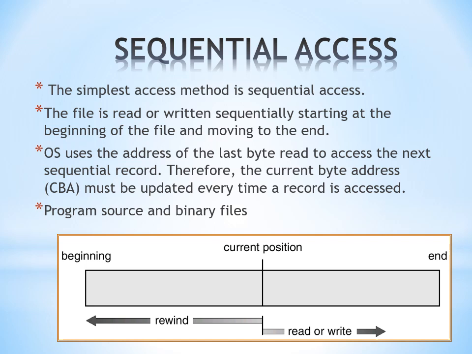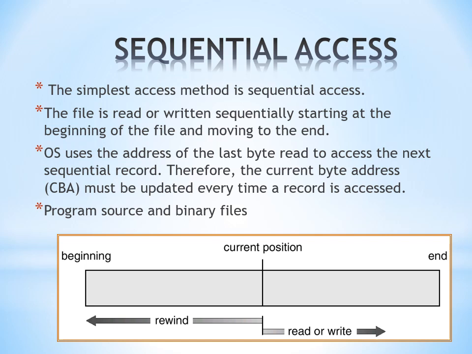Sequential access is a simple access method whereby the file is read and written sequentially, starting at the beginning of the file and moving to the end. Normally the operating system uses the address of the last byte read to access the next sequential record. Therefore, the current byte address must be updated every time a record is accessed.